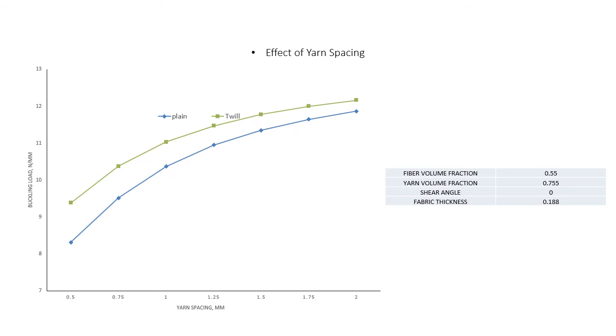But one important thing to notice here is that the buckling load increases sharply when we increase the yarn spacing from 0.5 to 1.25 mm. After 1.25 millimeter, even though we are increasing the yarn spacing, the buckling load is not increasing that much, so the effect diminishes, we can say, after the yarn spacing of 1.25.